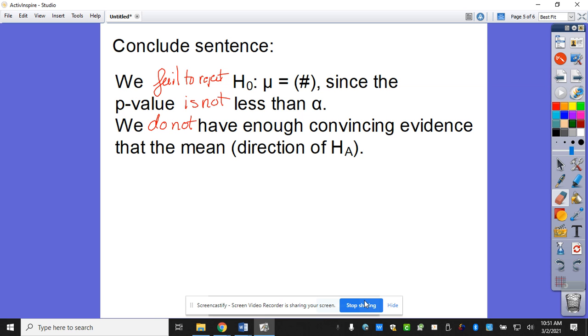Yes, p-value is always area. Good question. Which means, what can p-value not be? Greater than 1 or less than 0.